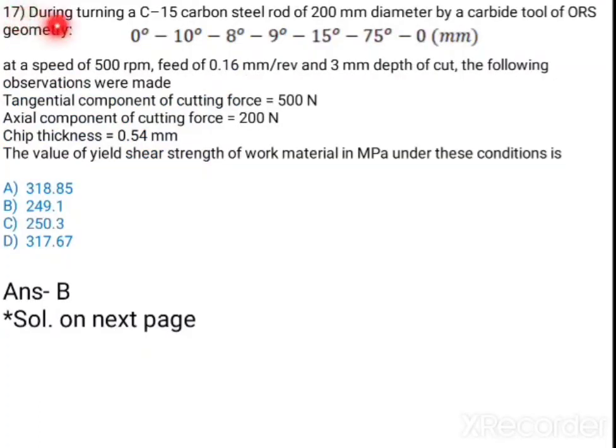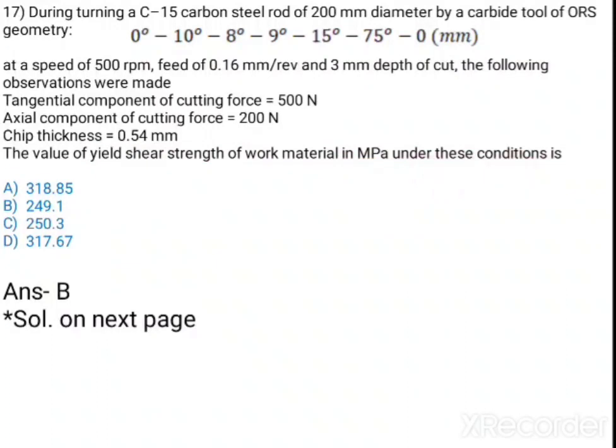Now question number 17: during turning of a C15 carbon steel rod of 200 mm diameter by a carbide tool of ORS geometry, with the geometry given as 0 degree, 10 degree, 8 degree and so on, at a speed of 500 rpm, feed of 0.16 mm per revolution and 3 mm depth of cut, the following observations were made. Tangential component of cutting force is 500 Newton. Axial component of cutting force is 200 Newton. Chip thickness is 0.54 mm. The value of yield shear strength of the work material in megapascal under this condition is.